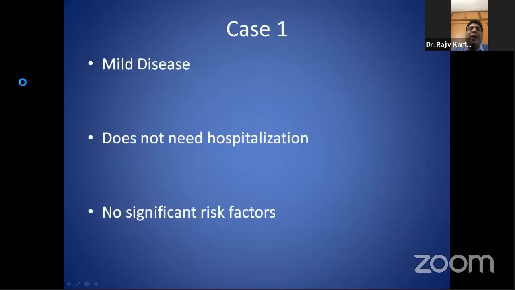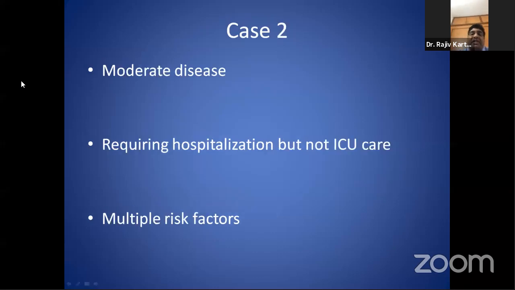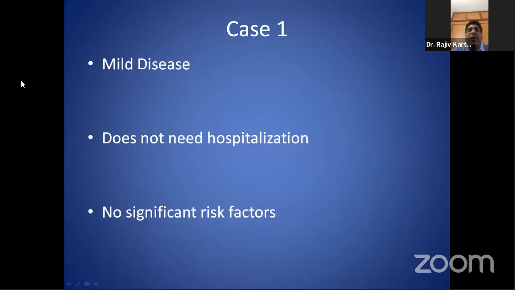So we'll go back to our case 1, and I'll ask Vasant to discuss the first 2 cases. Somebody with mild disease who really does not need hospitalization, with no significant risk factors. For some reason, he's been tested and he's positive. Would you treat? If so, with what? And how will you go about it?